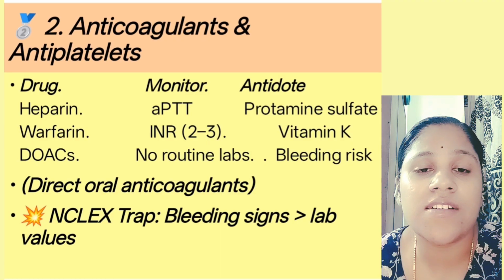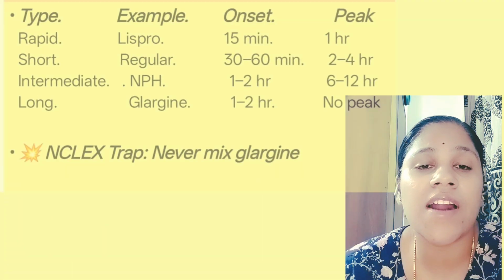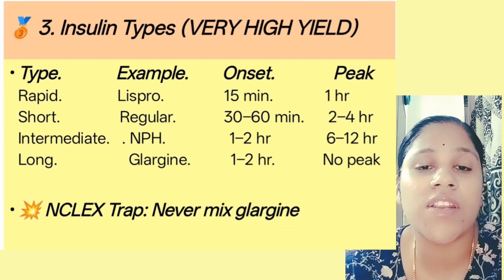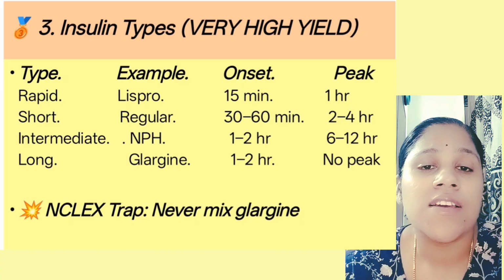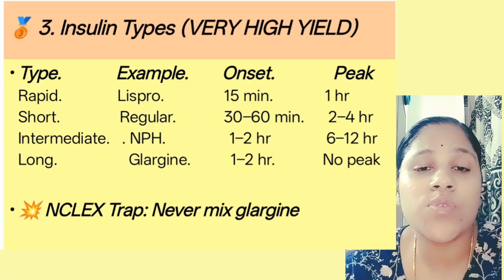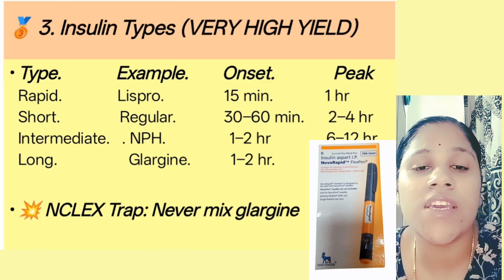The next drug trap here is regarding the insulin types. Yes, we need to remember the insulin types. It is the most high-yield topic in NCLEX. Here we are going to see the types of insulin, the example, and the onset and the peak of action. First one is rapid insulin. Here the example is Lispro. The onset of action is 15 minutes and it peaks at 1 hour.